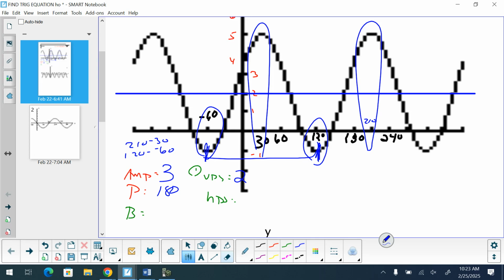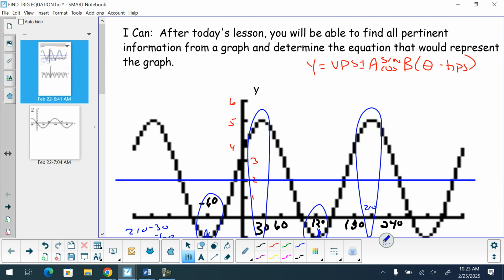In our equation, we need to calculate a b value. How we calculated the period was taking 360 divided by b. If we multiply both sides by b, and then divide by the period, b would equal 360 divided by the period. Period's 180 degrees. So I take 360 divided by 180, so we get a value of 2.